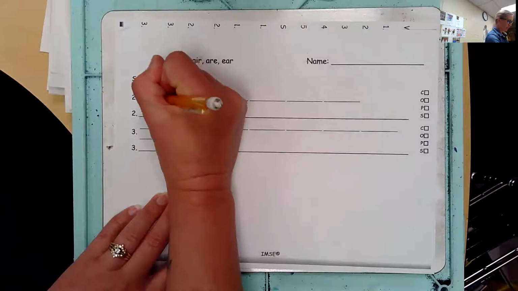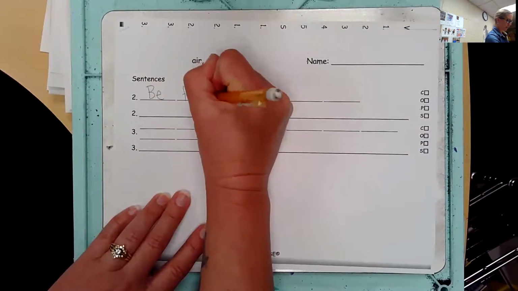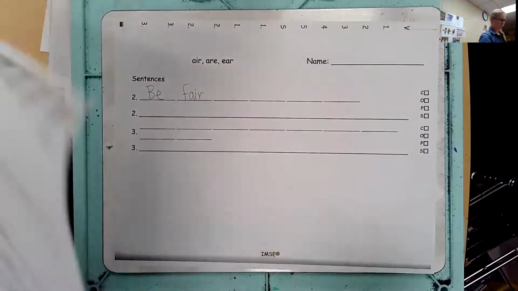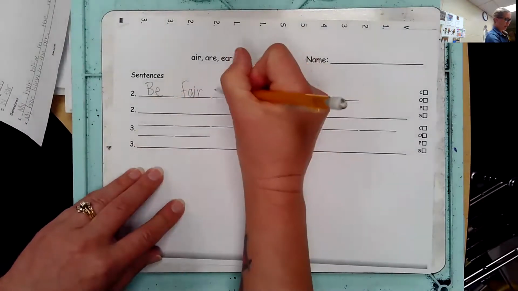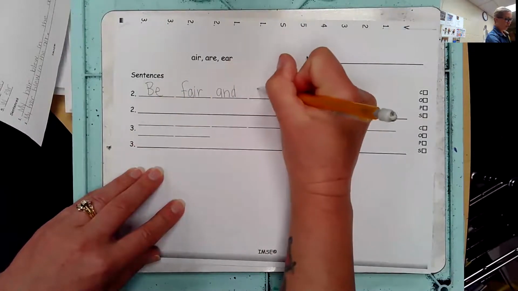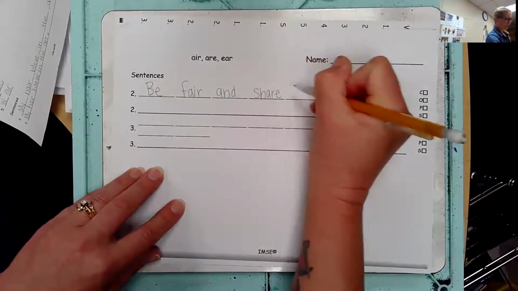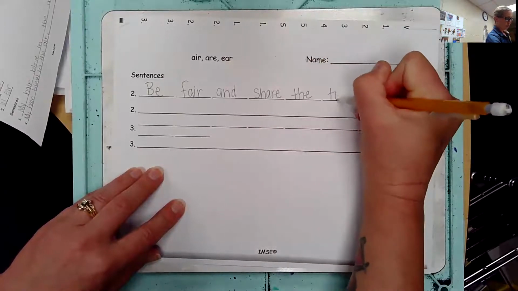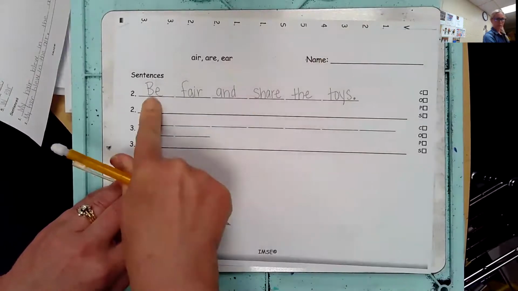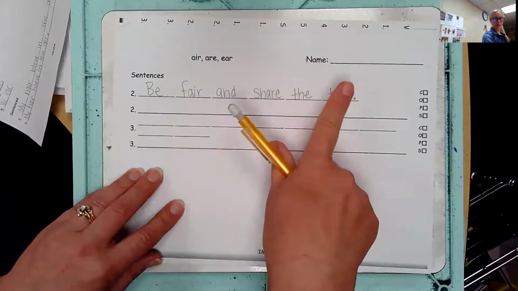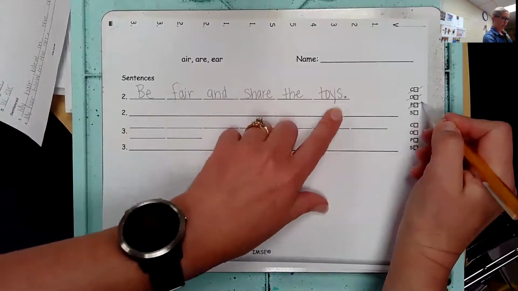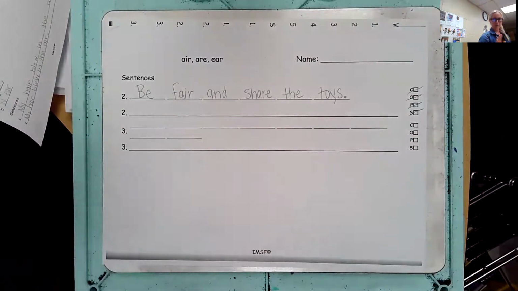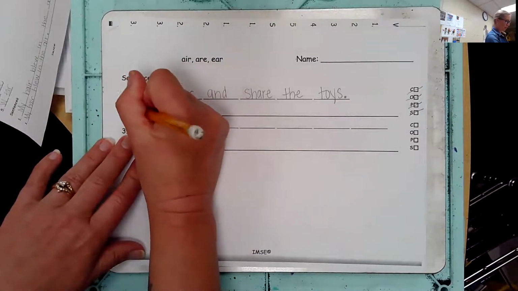So we have be fair. Remember we talked about that one. Over here, fair as in make sure the game is fair. Be fair and share the toys. All right, let's check. Capital, good handwriting, punctuation and spelling. Awesome. If you're missing any of those things, make sure you change it before you cross it off. Let's put it on the rewrite line.